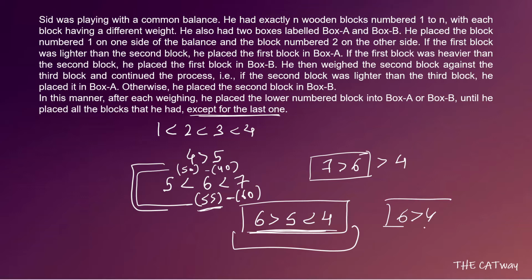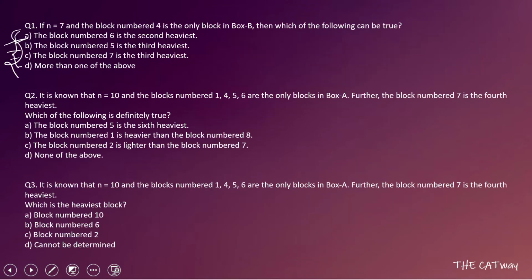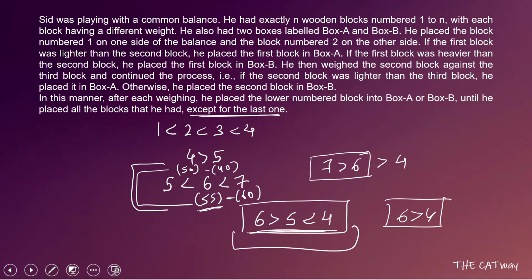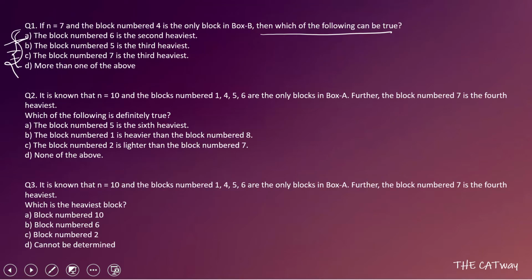We cannot be certain about that, but since the question asks which of the following can be true, even if there is a slight possibility, we will consider that option. So option A can be true. But because option D is more than one of the above, we will have to check option B and C also. So let's check for that.